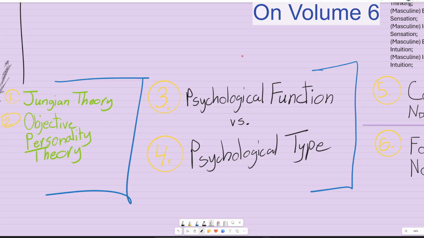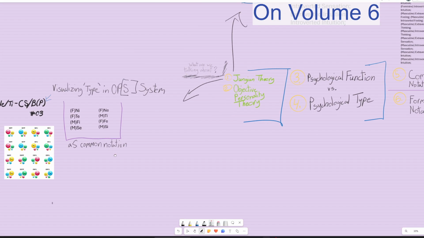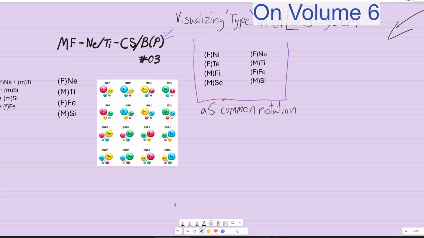We start with psychological functions versus psychological types because we need to make it absolutely clear. What are we talking about specifically? And how can you visualize this?